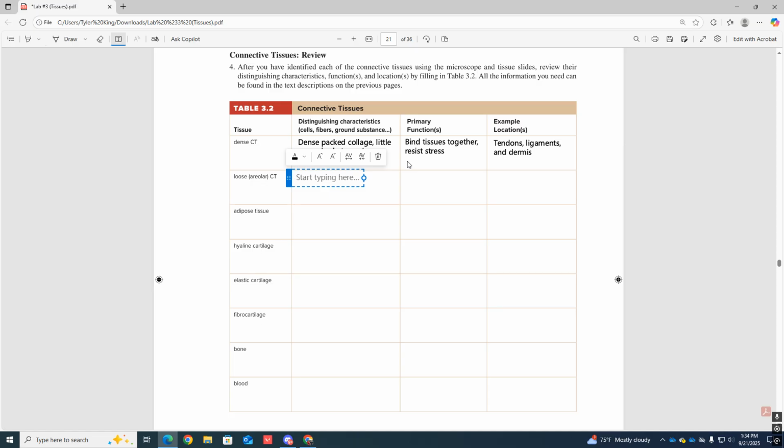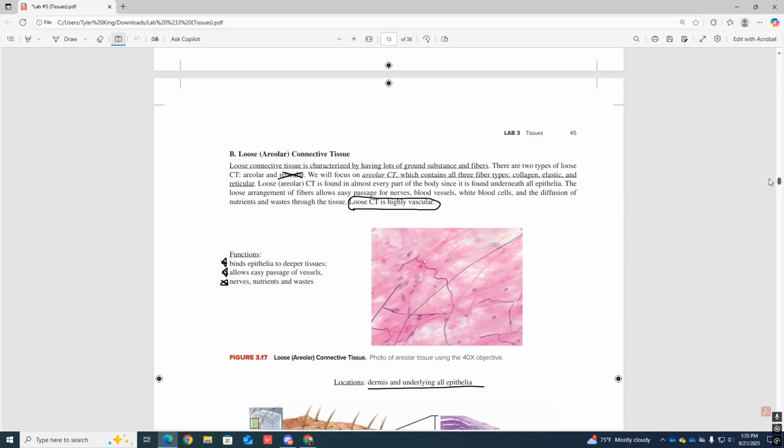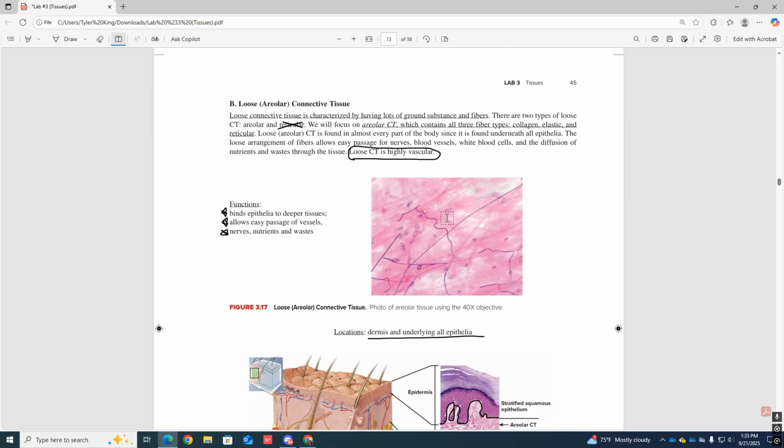Loose areolar. Remember, there's also reticular, but we're just talking about the loose. What we're going to see here is lots of ground substance. So, remember what this is going to look like. We'll scroll all the way up here to the loose CT. It's going to have another wavy looking appearance, but since it has three different types of fibers, collagen, elastic, and reticular, it's going to have a hodgepodge of a little bit of everything in here.